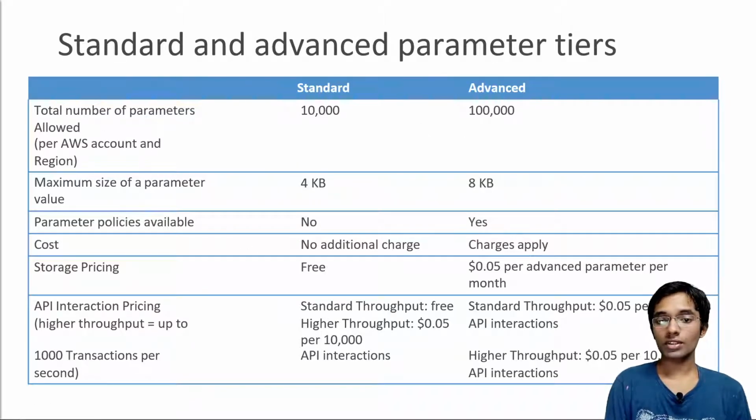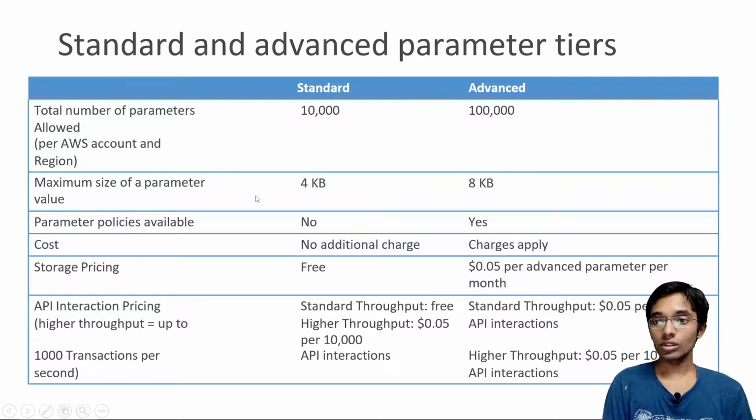We have two tiers of parameters in the Parameter Store: the standard tier and the advanced tier. The standard tier is free, and the advanced tier is paid. For the standard tier, you have up to 10,000 parameters per account, which is a large amount. The maximum size is 4 kilobytes, and you don't have parameter policies available, which we'll see in the next lecture. If you are using the advanced tier, you can grow up to 100,000 parameters. They can be up to 8 kilobytes, double the standard tier's 4 kilobytes, you do get parameter policies here, and you do have to pay for your parameters. I have a feeling that the exam is going to ask you to choose between the standard and advanced tiers for Parameter Store, so it's good to know the comparison of the advanced tier and the standard tier.